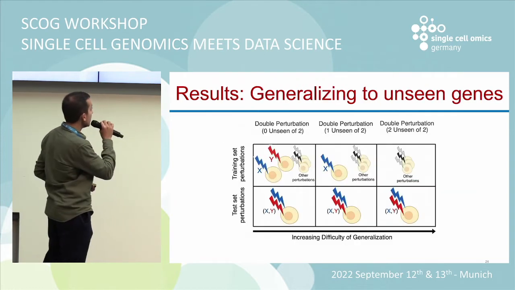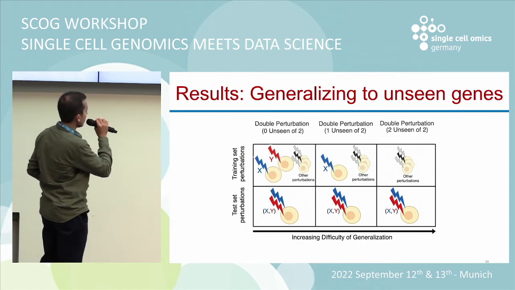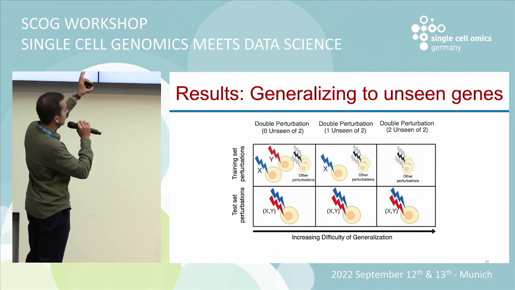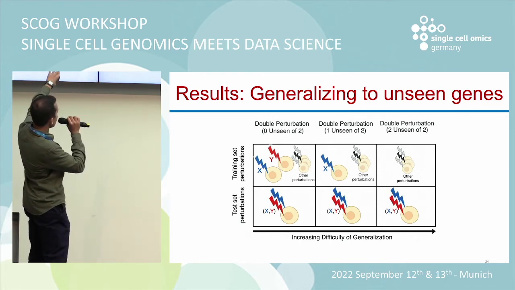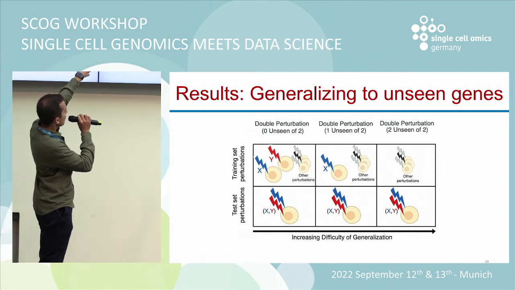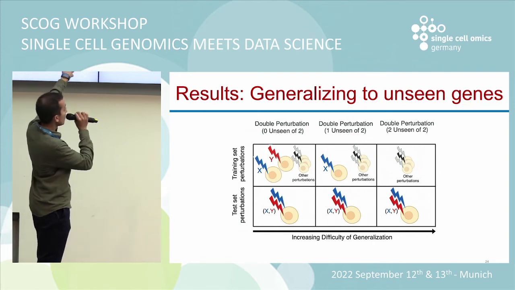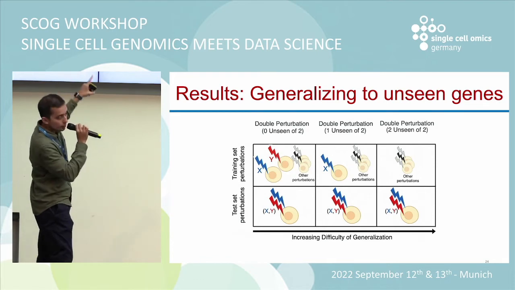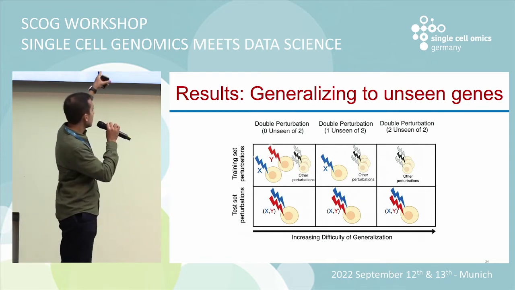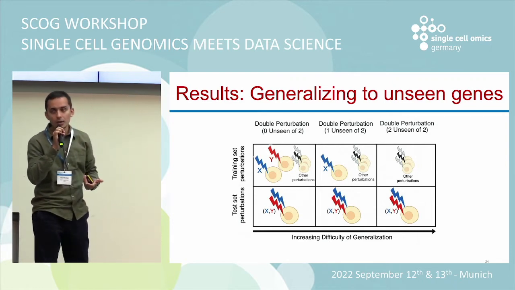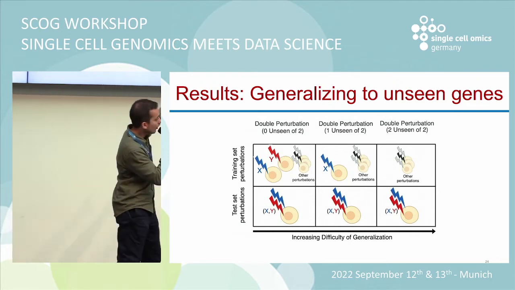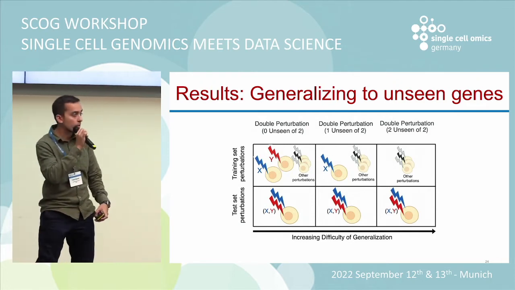We wanted to formalize this setting of not seeing some genes at the time of training. So we created this formalization of the different generalization categories. At the bottom, if you're perturbing two genes, X and Y, in combination, there are three possible settings in the training set. It's possible that you've seen both X and Y perturbed individually at the time of training, only one of them, or none of them. Going from left to right, you're increasing the difficulty of generalization.